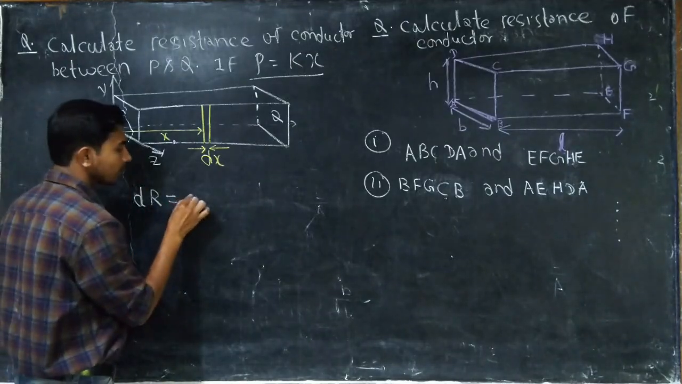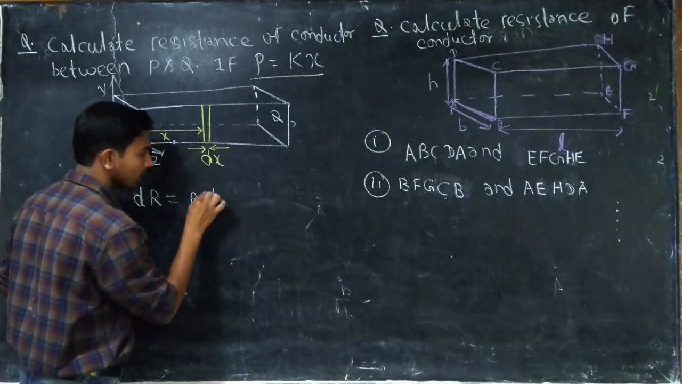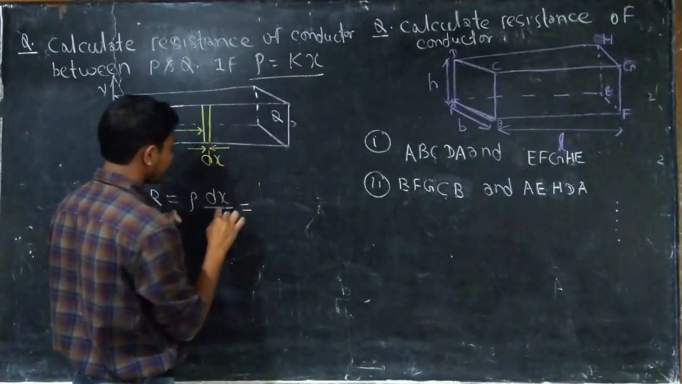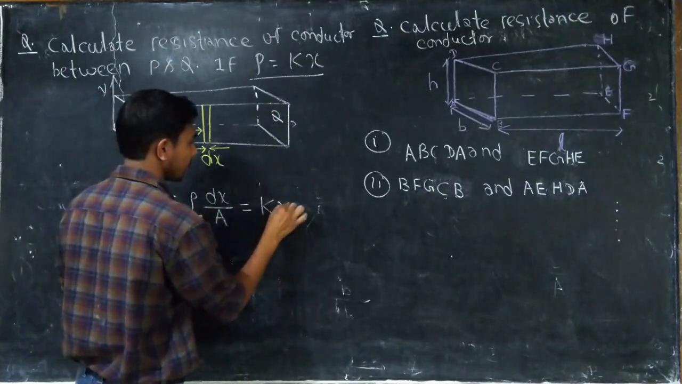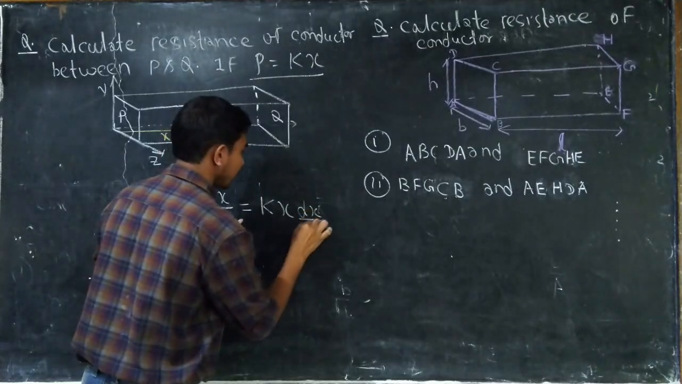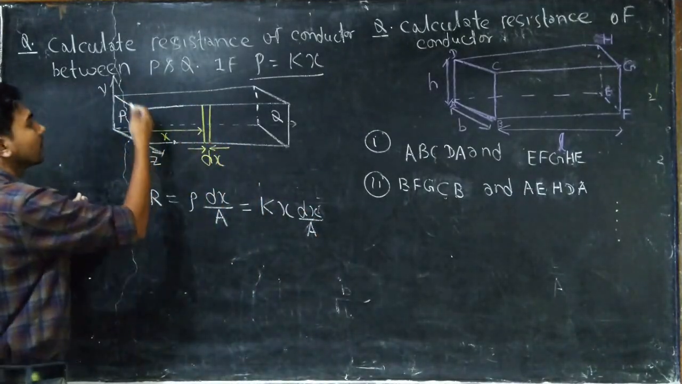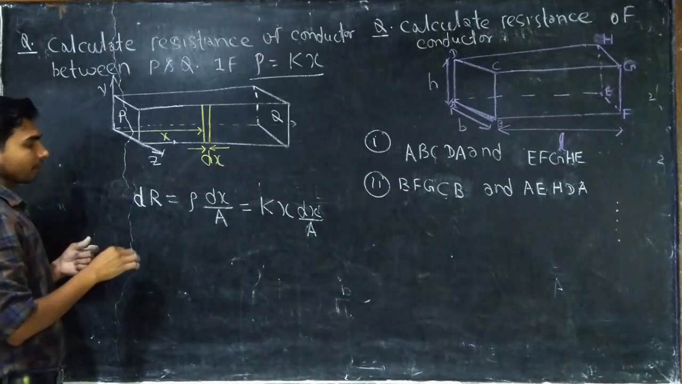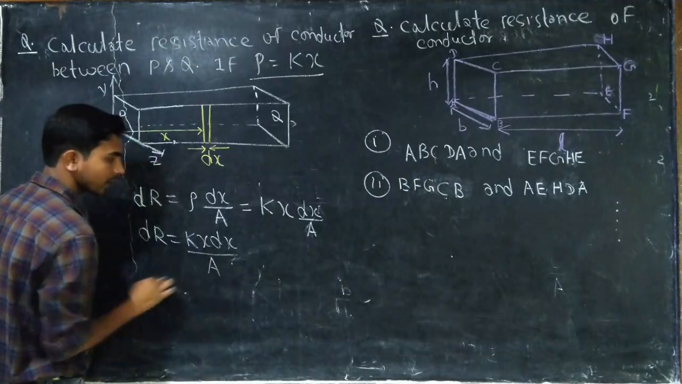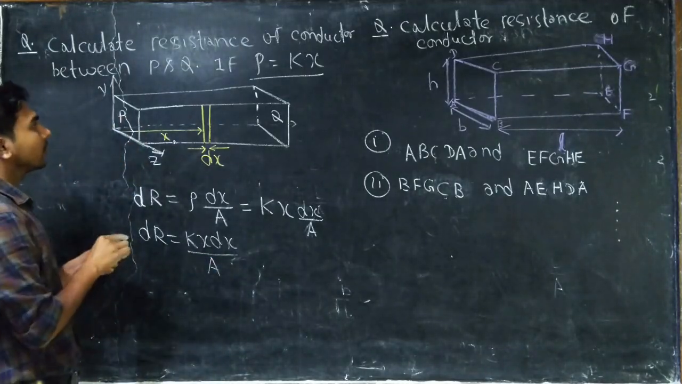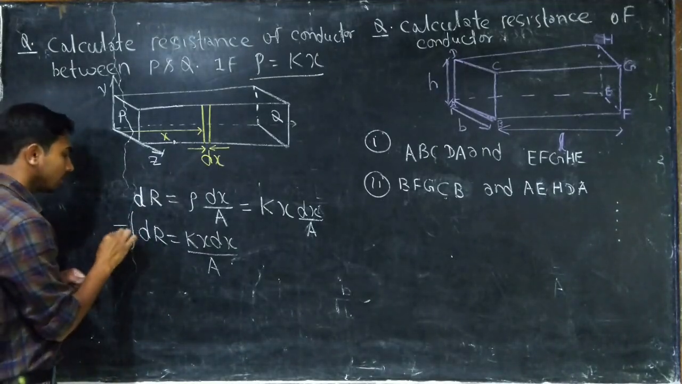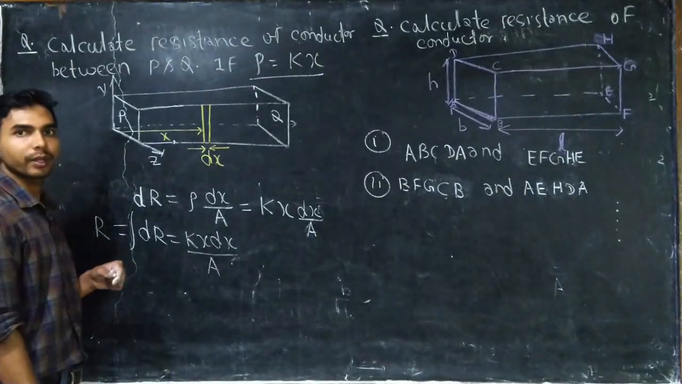And that dR will be rho dx by A. Now rho has how much value? Kx. So this is Kx dx divided by A. A is the area of this one, and it is not changing. So this value is K. Now this is the resistance due to a small element, so by integrating this we are able to get the total resistance.